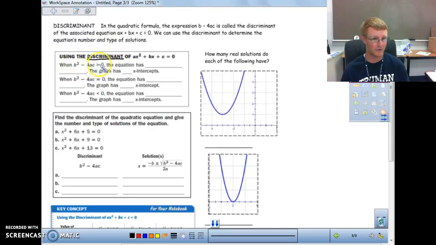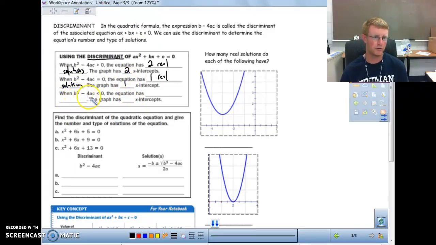If that is positive, greater than 0, that means we will get two real solutions, which means the graph is going to have two x-intercepts. If what's underneath the square root, the discriminant, is equal to 0, then we're going to get one real solution, and the graph will have one x-intercept.